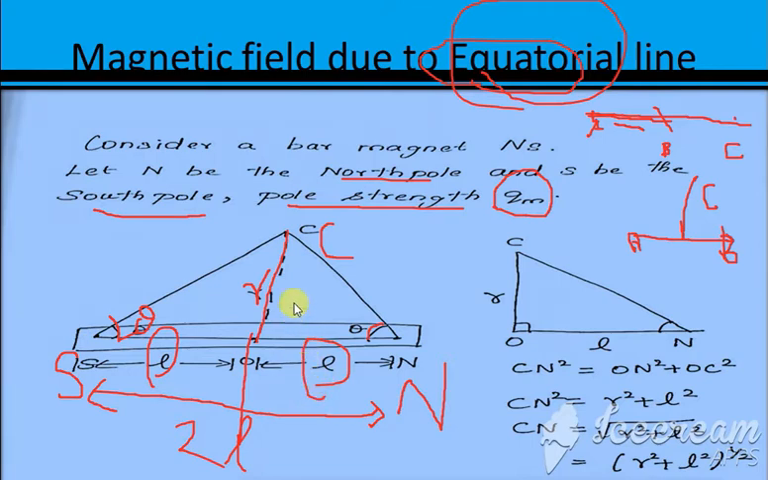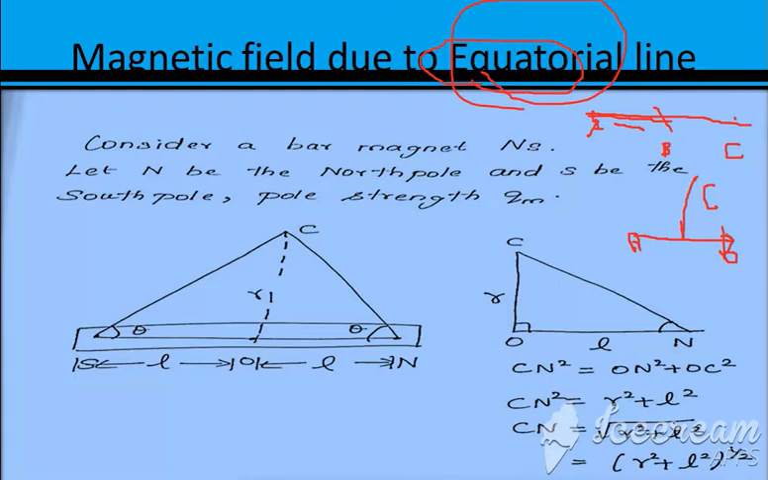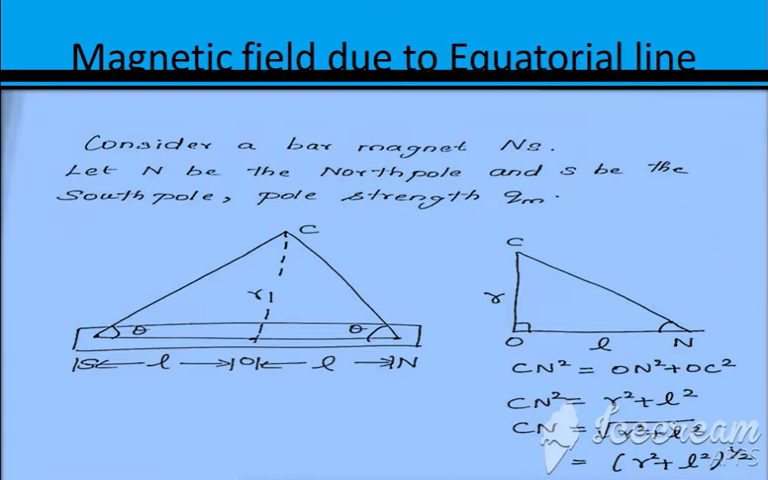Now taking this small triangle, the triangle we are going to take is O, N and C. We are going to apply the Pythagoras theorem. According to the Pythagoras theorem, the longest side square is equal to the sum of the other two sides square, is it not? Here the longest side is CN, and the other two sides are ON and OC. So CN square is equal to R square plus L square.